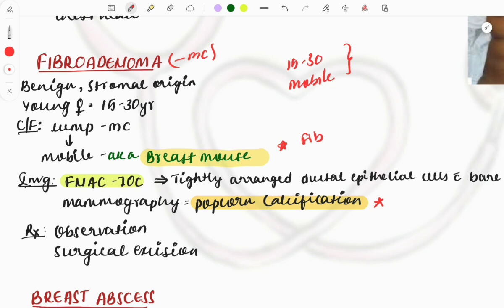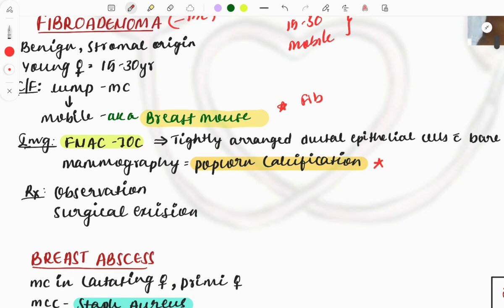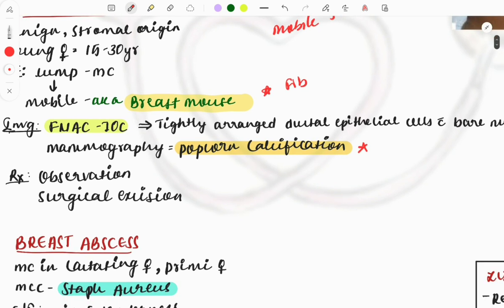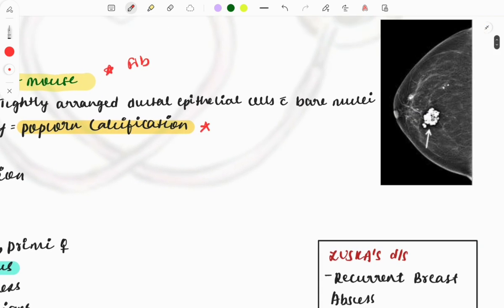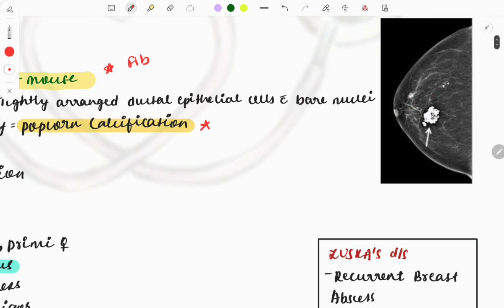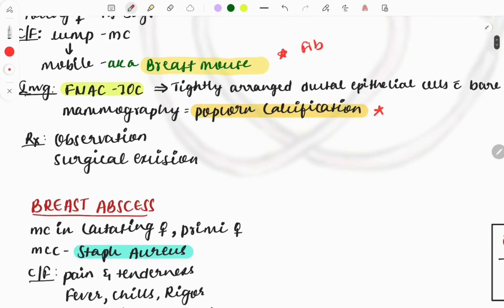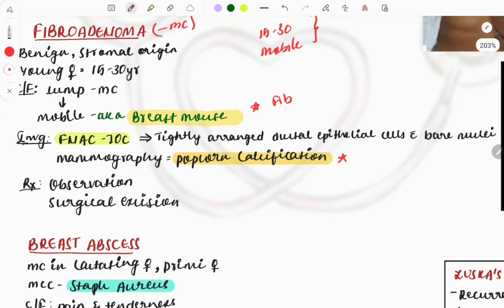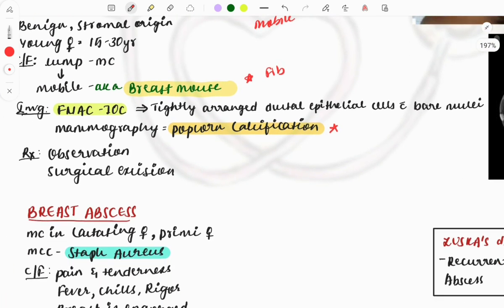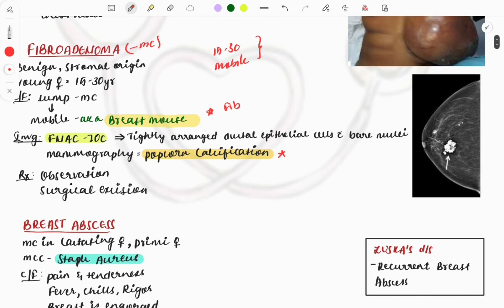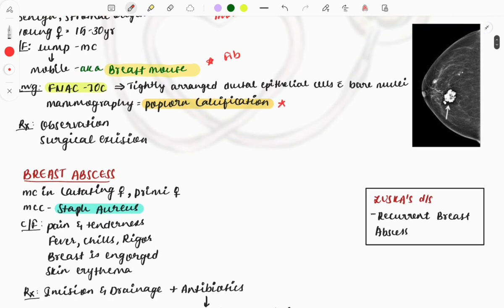Okay, so fibroadenoma, how to crack it, I've discussed it with you. Then the investigation of choice is FNAC, and on mammography you can see popcorn calcification. So this is the popcorn calcification seen. Then observation and surgical excision we will be doing. So fibroadenoma is a must do, and also quite easy, young female, mobile lump.